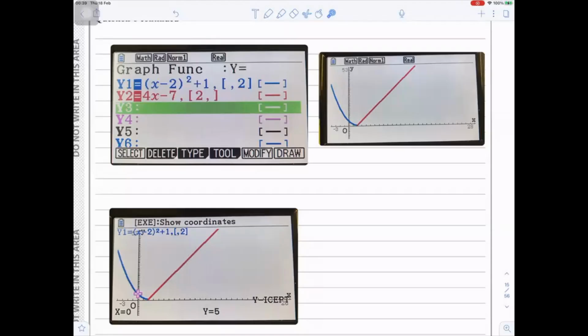Okay, I've done the graphs here. The first one, (x minus 2) squared plus 1 for x less than 2, is this blue part here. It comes there and it stops. And 4x minus 7 from 2 upwards is the red one. When x equals 0, it crosses the y-axis at y equals 0. That's how you can do the graphs on the calculator. Make sure you put that comma and that comma. That means it's less than 2. That means it's greater than 2.